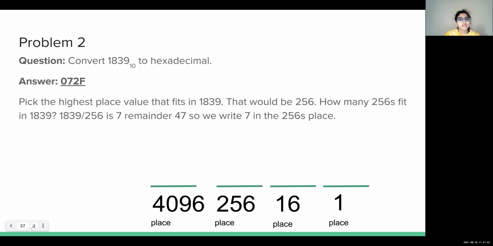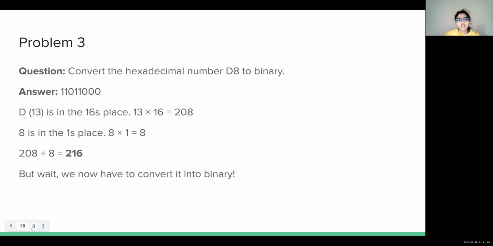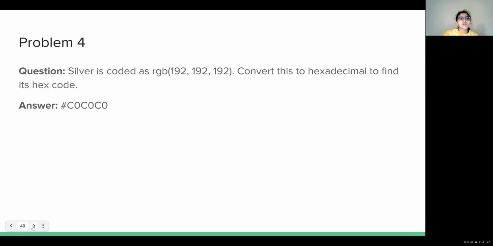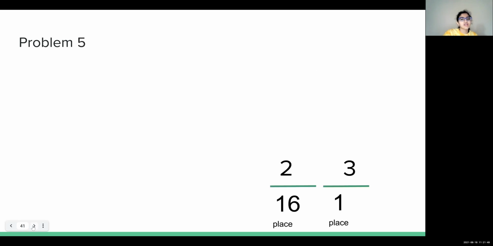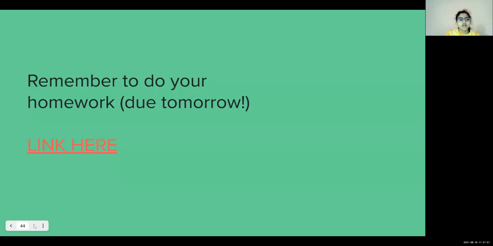Okay, so there are a couple more problems. However, since we're running short on time, we will talk about adding and subtracting binary numbers.